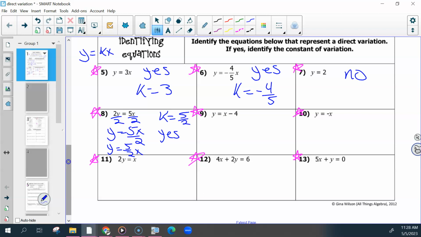Is 9 direct? No. Why not? And more specifically, if this is supposed to be like your slope, if this were in slope-intercept format, what would your b value be? So what would that be? 0. So it has to be 0, which makes sense. It has to go through the origin. So if it's not 0, it's not a direct. Right? 11, we would also have to solve. We'll skip around.